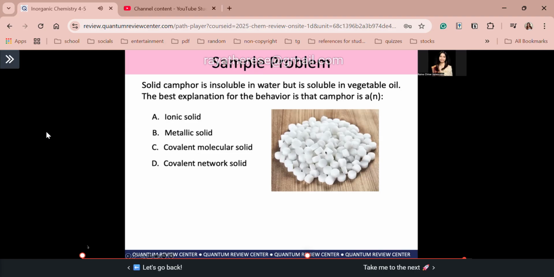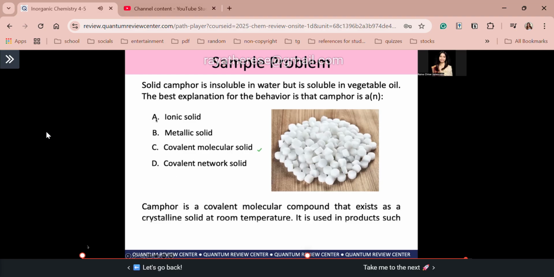Okay, so, ano kaya ang sagot guys? Okay, ang clue dyan guys is the vegetable oil. What is vegetable oil? Polar or non-polar? Tama, non-polar. So, most likely, covalent molecular solid ang sagot. Hindi pwedeng covalent network solid. Again, it's insoluble in any solvent. Okay? Pati na rin metallic solid. Then ionic solid, it is soluble in water or polar solvent. So, hindi siya pwedeng sagot. Thus, the answer is C. So, camphor is a covalent molecular compound that exists as a crystalline solid at room temperature. It is used in products such as Vicks and efficascent oil for pain relief, headache, and coughs.